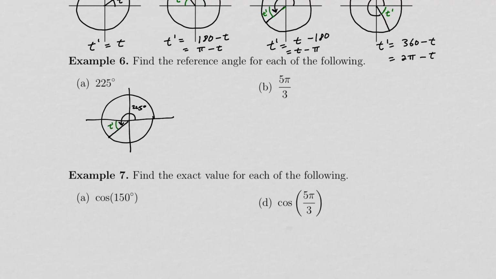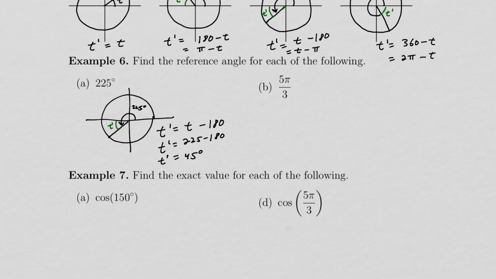Okay, so how do I do that? Well, if I'm in that third quadrant, then I know that my T prime is going to equal my original angle minus 180. So T prime in this case will be 225 minus 180, which is equal to 45 degrees. And that makes sense. The angle that it makes with the closest x-axis is 45 degrees. So that's the reference angle.